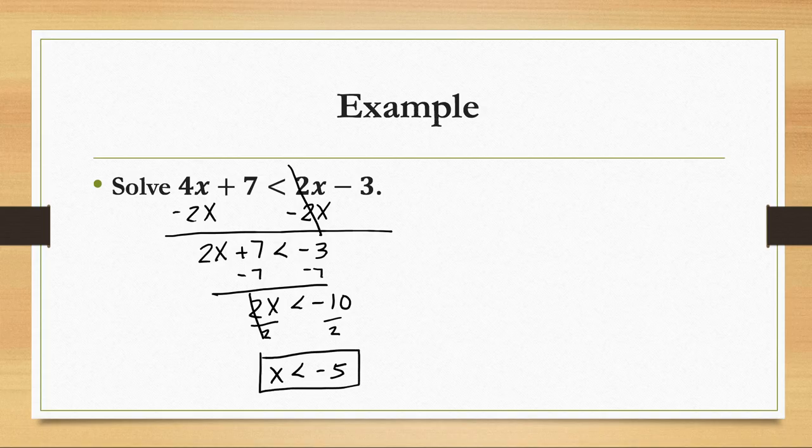When we draw our number line, we're going to mark off the negative 5. Because negative 5 is not included in the answer set, because the answer set is x is less than instead of less than or equal to, we're going to use an open circle on the negative 5. And we want to shade the x values that are less than negative 5. So again, we're shading to the left.